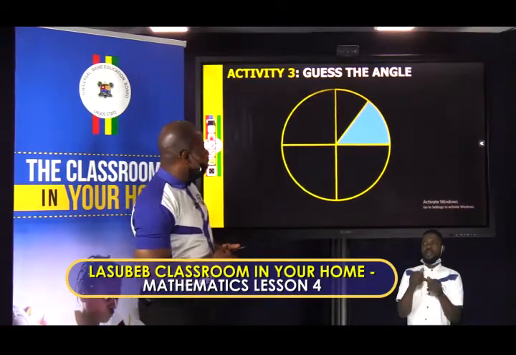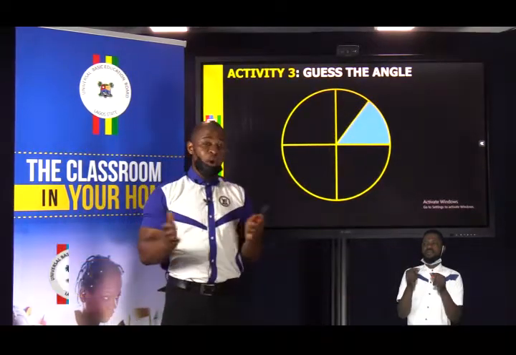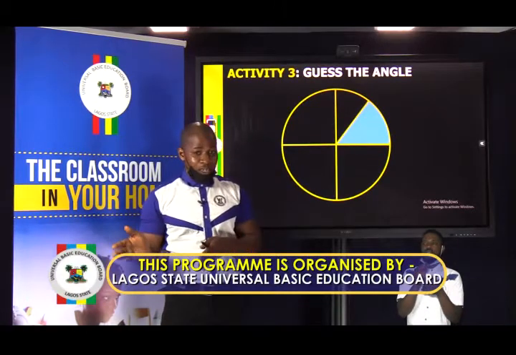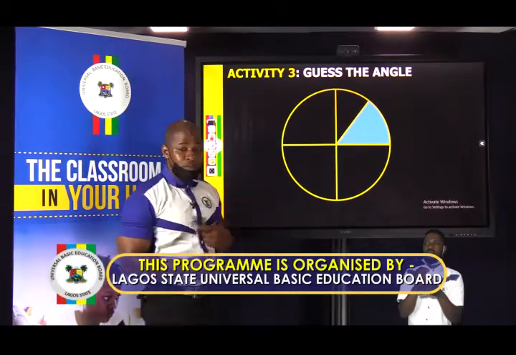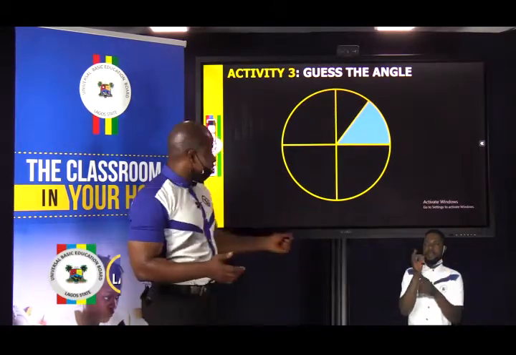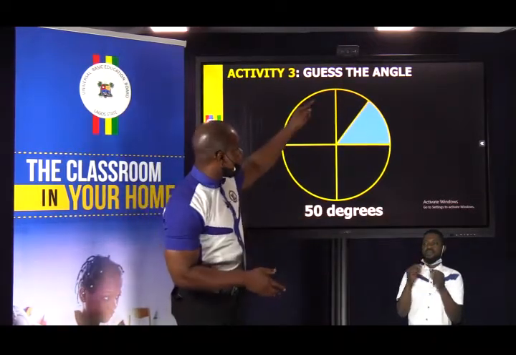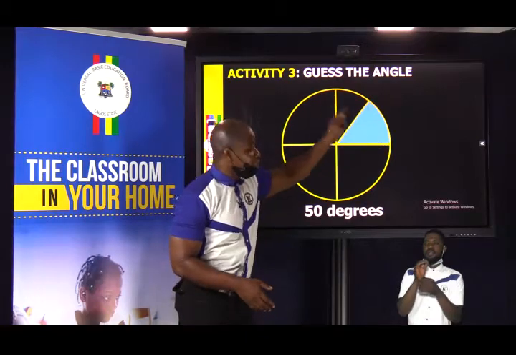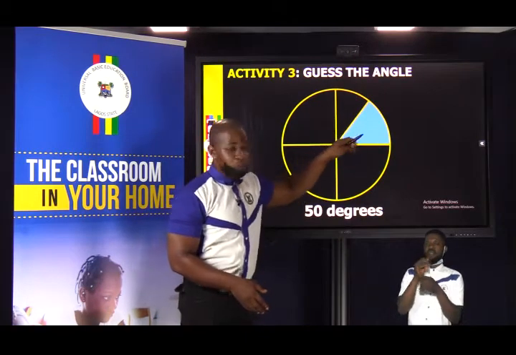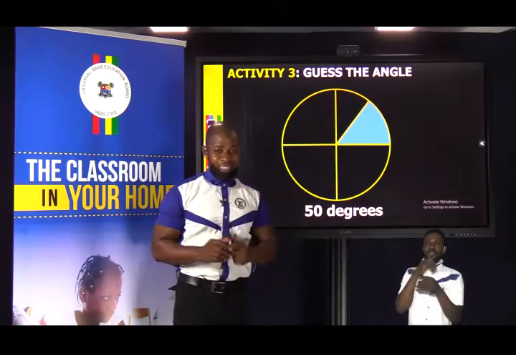How many degrees do you think this is? First question, is it up to 90? More than 90? Well, have you made the guess? This angle is 50 degrees. It is less than 90 degrees because from here to this point is 90 degrees. But this blue shaded part, the angle is less than that.